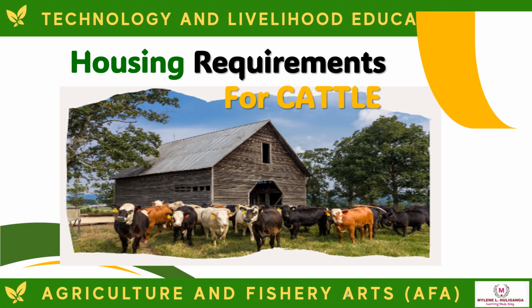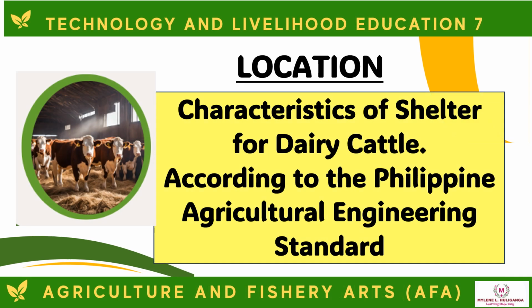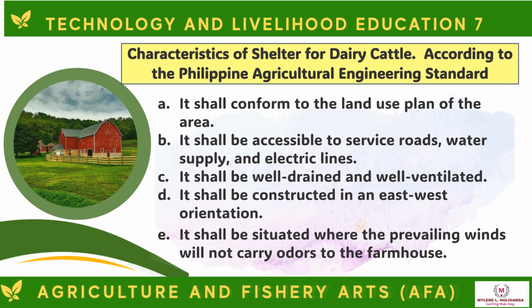The following are the housing requirements for cattle. The following are the characteristics of shelter for dairy cattle, according to the Philippine Agricultural Engineering Standard. The characteristics are: it shall conform to the land use plan of the area. Then, it shall be accessible to service roads, water supply, and electric lines. It shall be well drained and well ventilated. It shall be constructed in an east-west orientation. And finally, it shall be situated where the prevailing winds will not carry odors to the farmhouse.